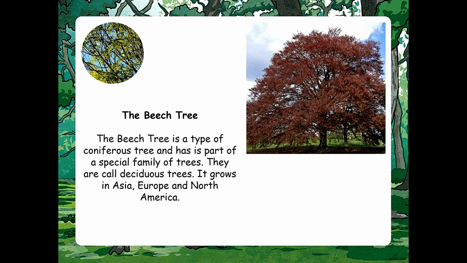The next one that you might have seen, this one especially is in the autumn or the fall, is called the beech tree. This is another type of coniferous tree, and it's part of a special family of trees. They are called deciduous trees. And deciduous trees, like the beech tree, grow mainly in parts of Asia, Europe, and North America, where it has 4 distinct, very clear seasons: spring, summer, autumn, and winter. It doesn't like it to be too hot, and it doesn't like it to be too cold.